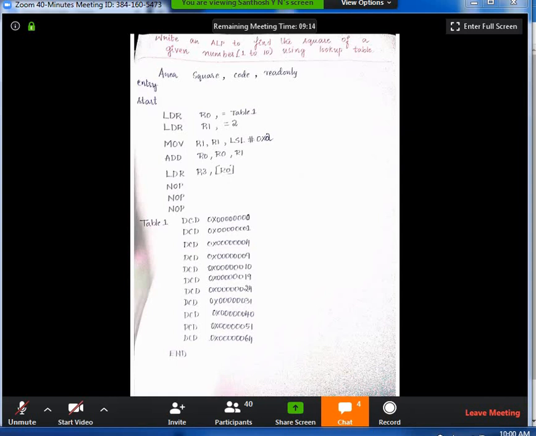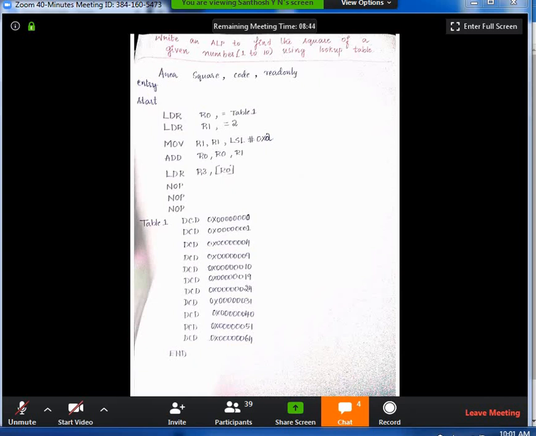Next, ADD R0, R0, R1. So what is there in R0 right now? The R0 content was 0, pointing to the starting address of the table. Now we are making R0 equal to 8. So whatever data is there in the memory location whose address is 8, that data will be loaded into R3. So what is the R3 content right now? It is 4. The square of 2 is 4. So finally you are getting the result R3 as 4.